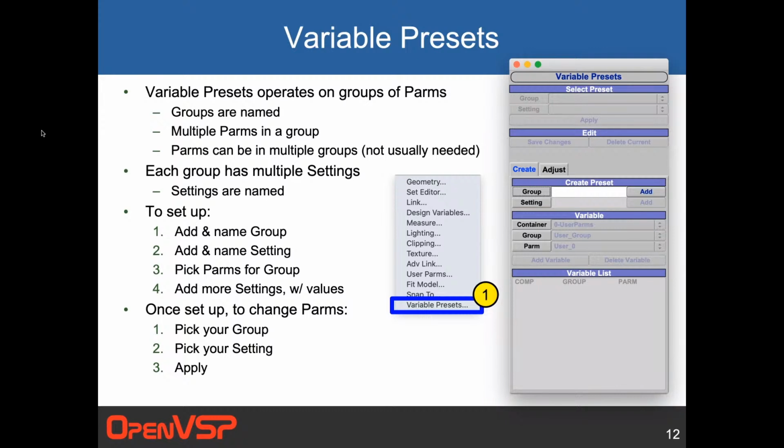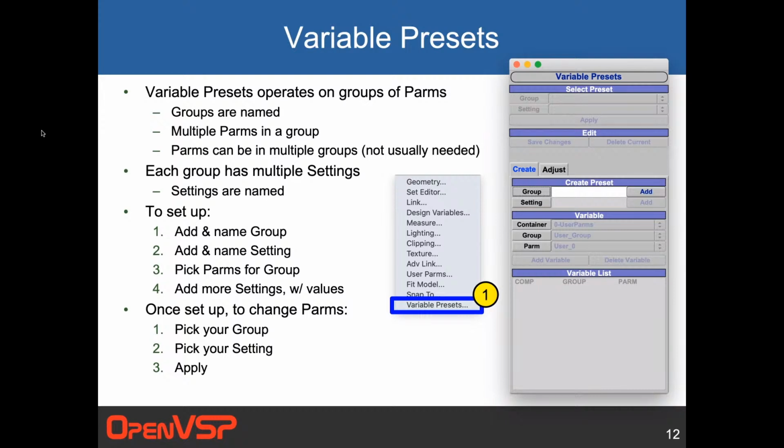Once you set it up, it's really easy to work with, in that if you want to switch, you just come back to the variable preset menu and you say, which group do you want to switch? Do you want to switch landing gear or resolution? And you want to then apply your set. You pick which setting you want. I want to set my landing gear to takeoff or to cruise, and then you hit the apply button and it sets all those parameters.